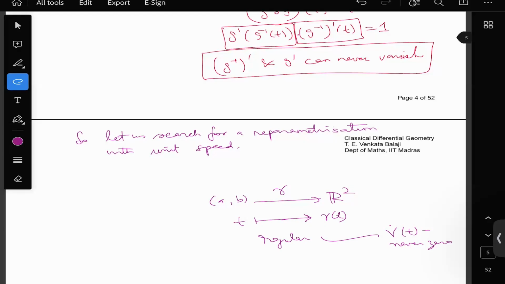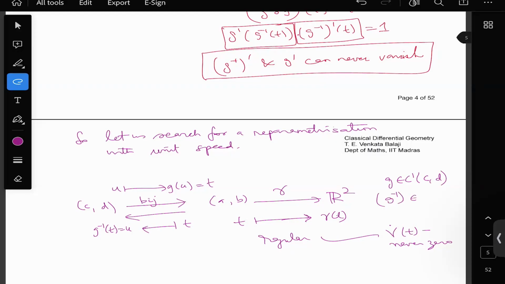Okay, and then you are making a reparameterization from some [c, d] to [a, b], and this is simply you are sending u to g(u). This is your reparameterization. g(u) is t. Remember this is supposed to be differentiably invertible, so this is bijective. There is also an inverse. This is t going to g inverse of t, which is your u, and you have that g is C1 in [c, d] and g inverse is C1 in [a, b]. Okay, so this is there.